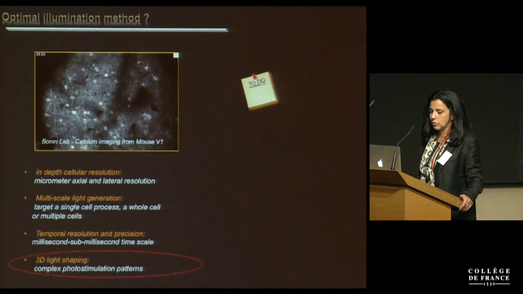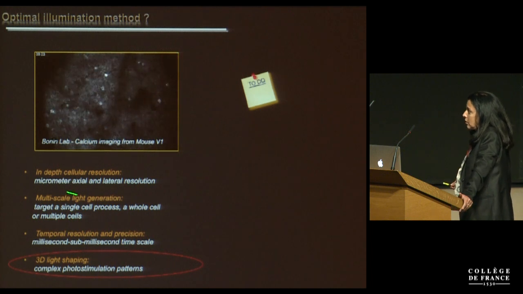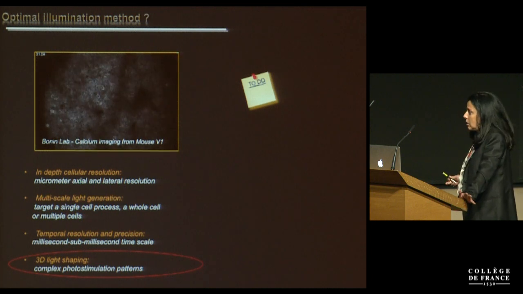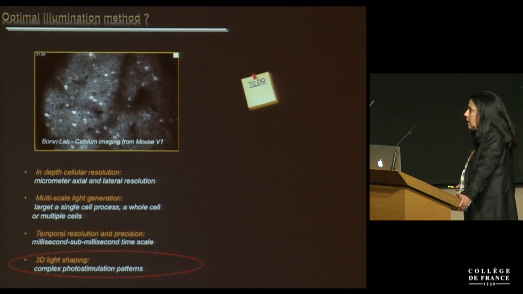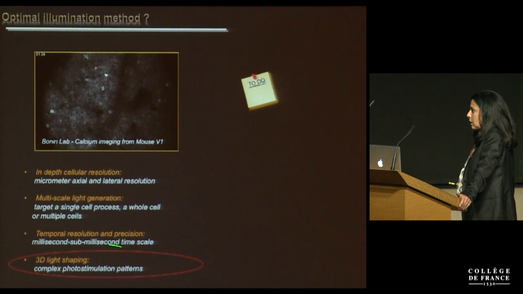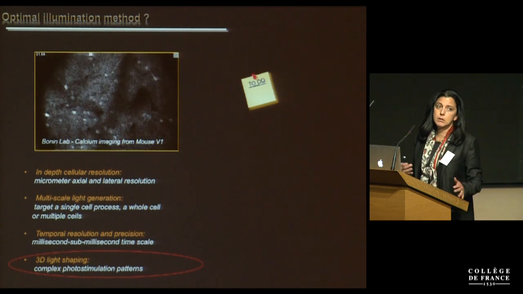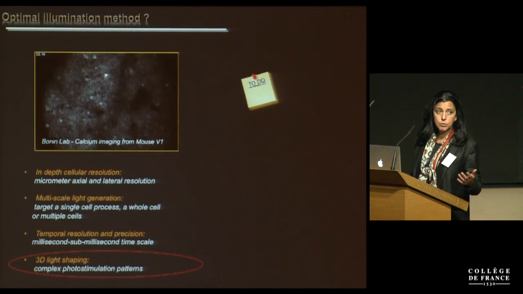So if we go back to the list I was mentioning before, using two-photon, you can go for in-depth cellular resolution. Using holography, you can achieve this multi-scale light generation. And depending on the opsin, you can achieve millisecond and sub-millisecond temporal scale. Now, the last point I would like to talk about is, can we do three-dimensional light shaping? So can we do all that I showed you, not just in a single plane, but in multiple planes?